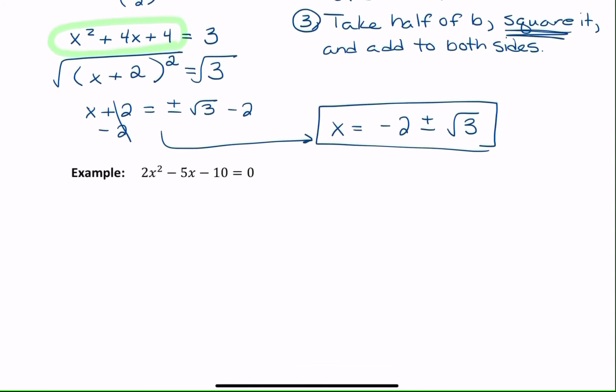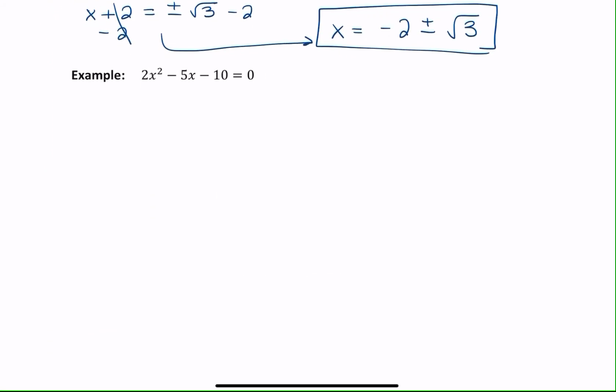Let's look at one more example. Here we've got 2x squared minus 5x minus 10 equals 0. Notice that your leading coefficient is not 1. So we're going to divide everything by 2 to make a equal to 1. That gives us x squared minus 5 halves x minus 5 equals 0. Now this is where it gets a little tricky. But first, let's move our constant to the other side.